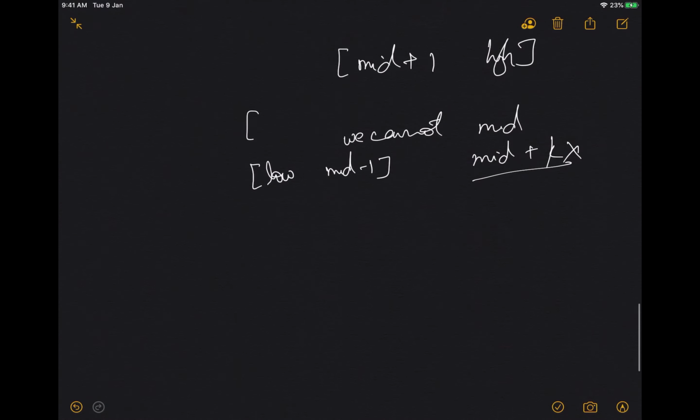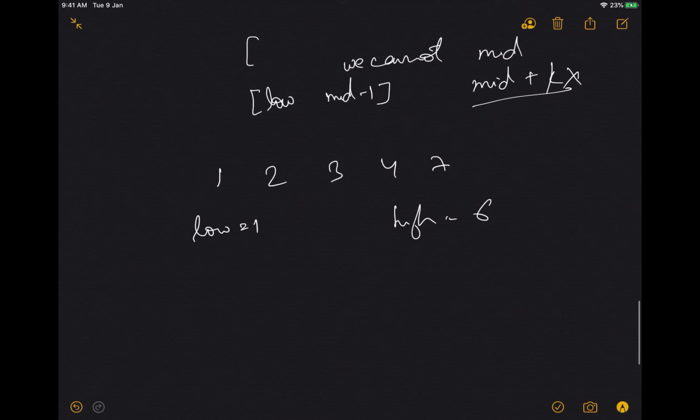So for example, let's take a small sample test: 1 2 3 4 and 7. So low equals 1 and the high will be 7 minus 1, that is 6. So we calculate mid, which is nothing but 1 plus 6, that is 7, divided by 2, that is 3. So we put the first ball at position 1. Can we put one at the second position? No, because 2 minus 1 is 1, which is not greater than mid.